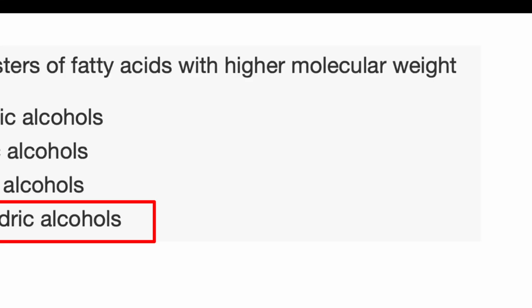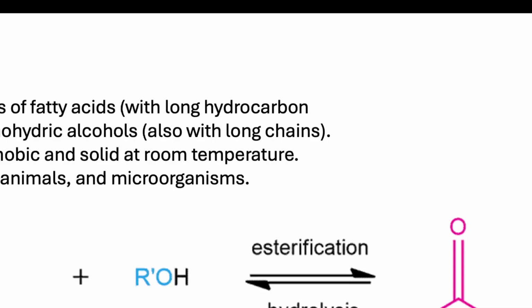Well done. This session is going great. We have come to the last question, and you guys have answered most of the questions correctly. Monohydric alcohols form high molecular weight esters with fatty acid, which are commonly found in natural waxes.